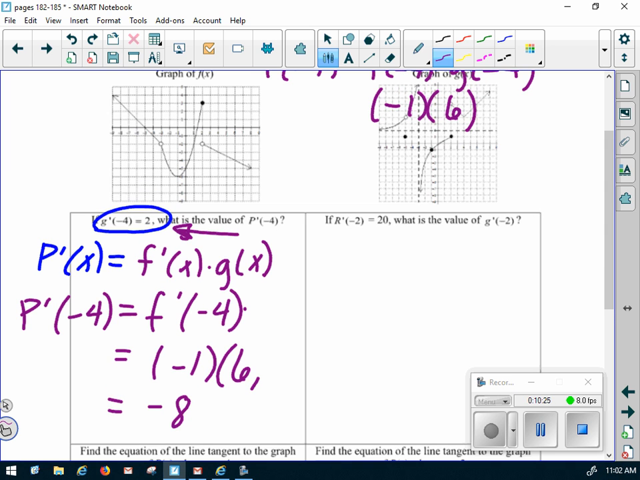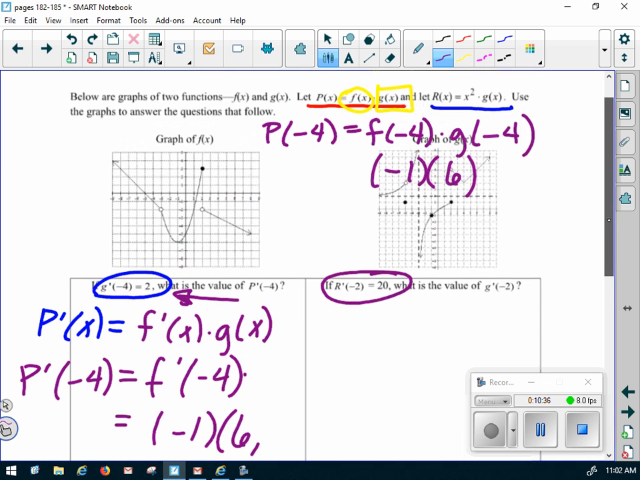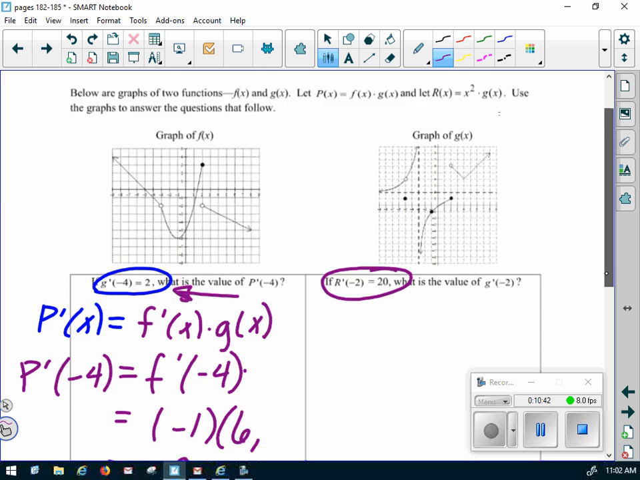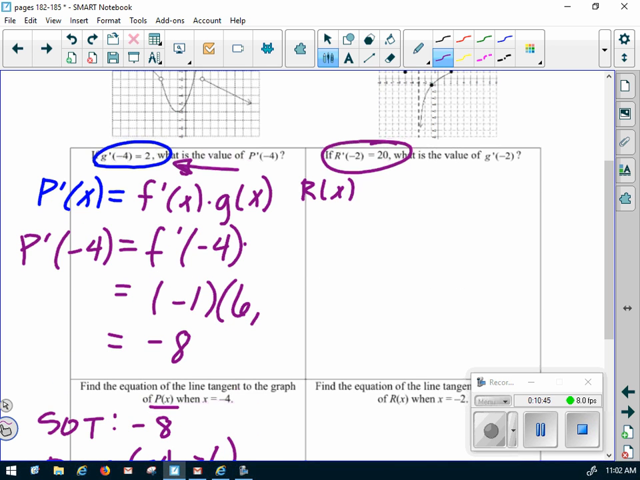Let's go back up here to this r prime. R prime of negative 2 is 20. What's the value of g prime of negative 2? We are given an equation for r: x squared times g of x. How do we find r prime? What rule are we going to use to find the derivative? Product rule, yep. You only know two. You know the power rule and the product rule. That's all you know right now.